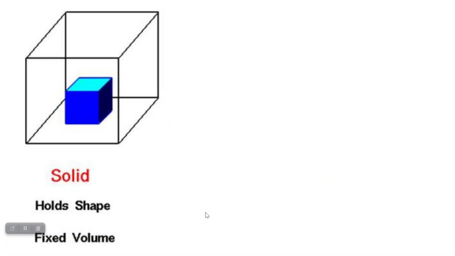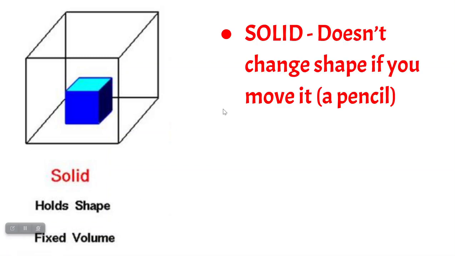So I asked everybody to tell me what they remember. Solids hold their own shape. They don't change shape as you move them from one location to another. So solid is going to hold its shape, and it has a fixed volume. So like a pencil or an eraser or your desk or your book.